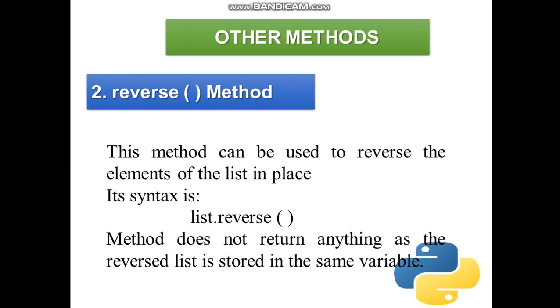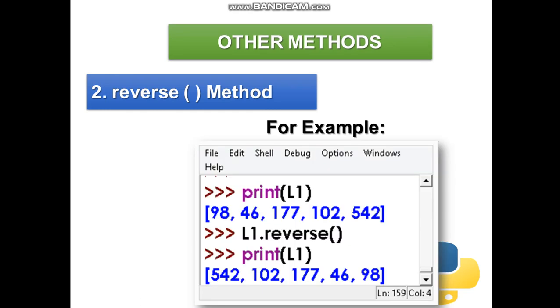It will not display anything. You have to print and see whether the list got reversed or not. For example, see, I have taken list L1. I have applied the function reverse, L1.reverse(), and then I'll print L1. You can see that the list got reversed.